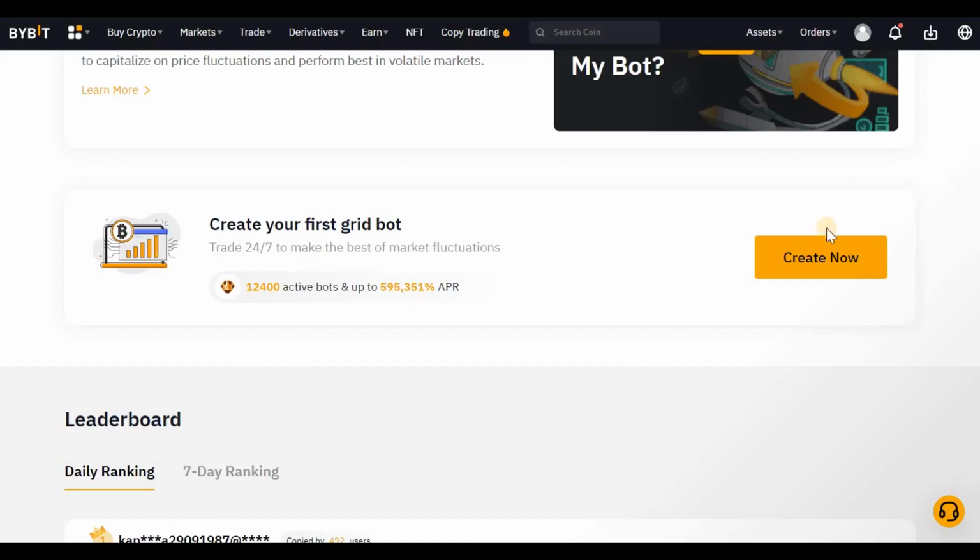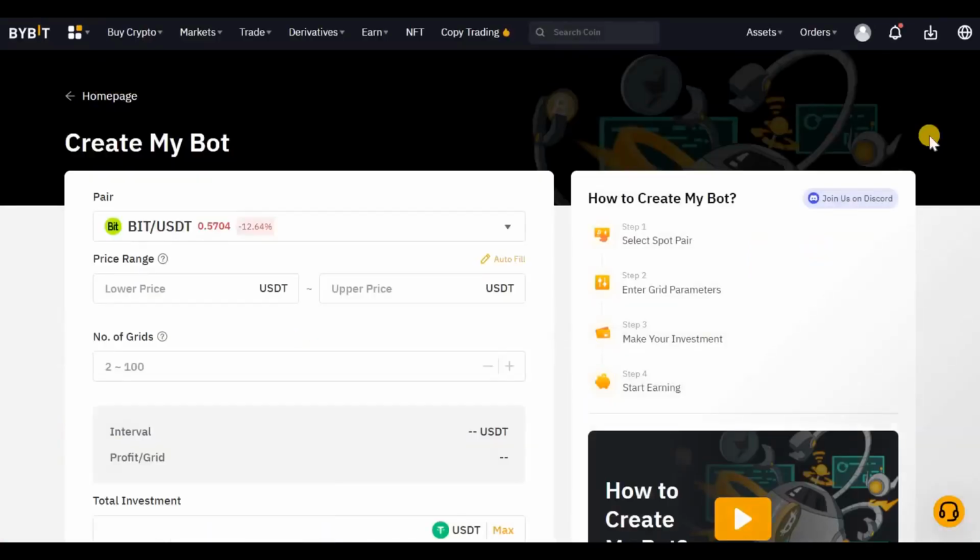To get started, I am going to click on Create Now. In this section, I can easily create a trading bot. Keep in mind that on Bybit, this is a spot trading bot, so you can only make profit when the price of the asset you are trading goes up in value. When you are trying to create a grid bot, make sure you select a coin or token that you are willing to hold over a long period of time.